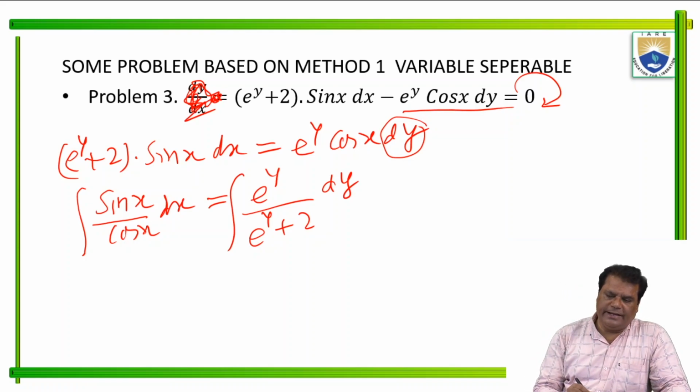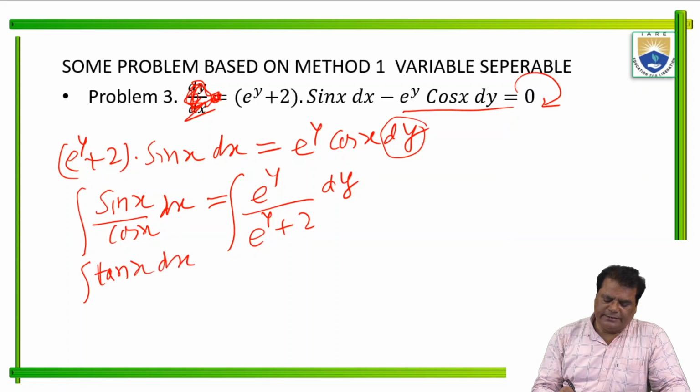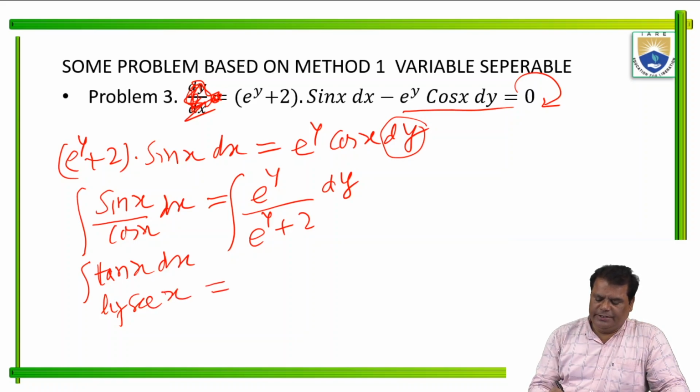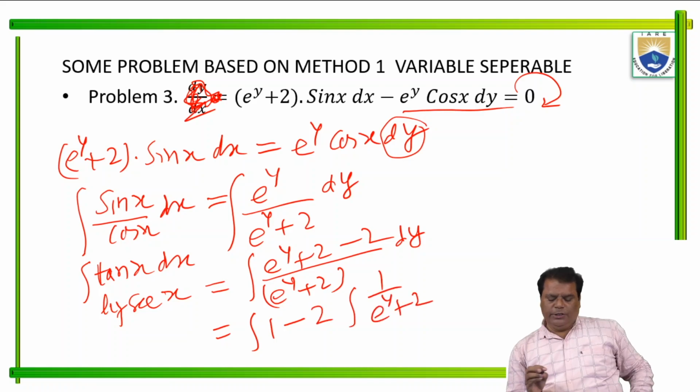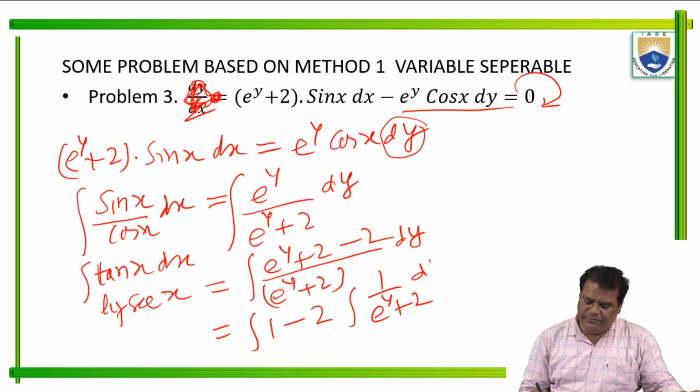Now solving this. This is tan x dx. Integration of tan x is log sec x, and equal to this integration: e to the power y, adding 2 and subtracting 2, so that we get e to the power y plus 2. This result dy is written as 1 minus 2 times 1 upon e to the power y plus 2, dy.